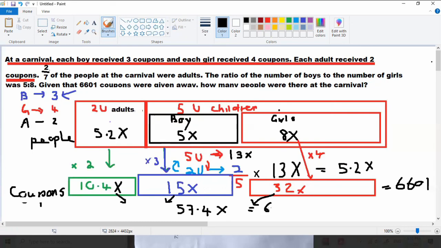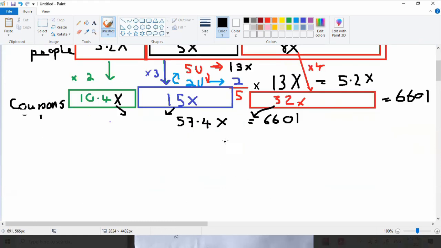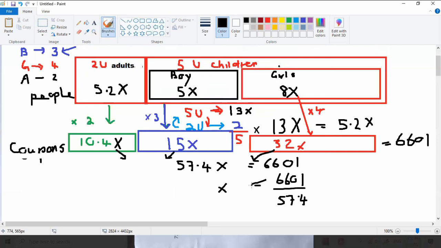X is the number that will give you people, equal to 6601. So x must be 6601 divided by 57.4. Okay, what is it? Nice number? 115. Oh, yeah, nice number. So x is 115.